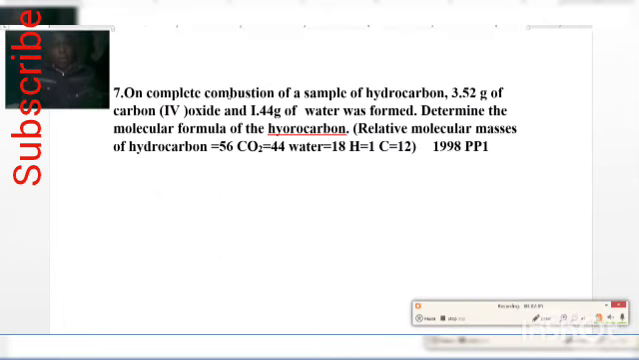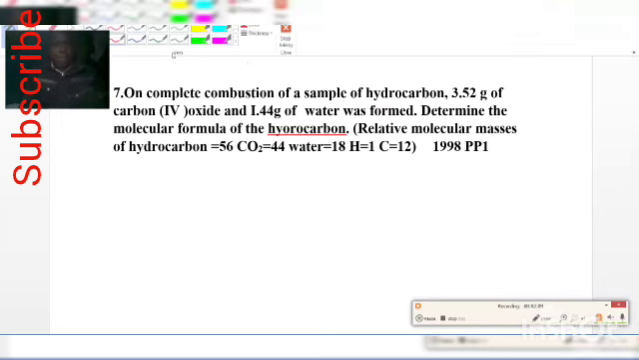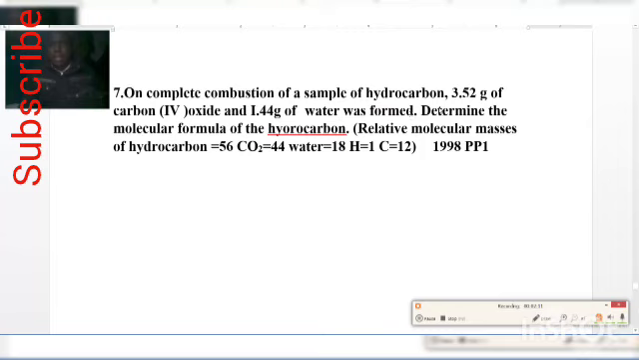On complete combustion of a sample of hydrocarbon, 3.52 grams of carbon dioxide and 1.44 grams of water were formed. Determine the molecular formula of the hydrocarbon. The relative molecular mass is 56, carbon 12, and we have been given all those. A hydrocarbon is a compound that is made up of hydrogen and carbon only. You need to know that. That definition is very important.